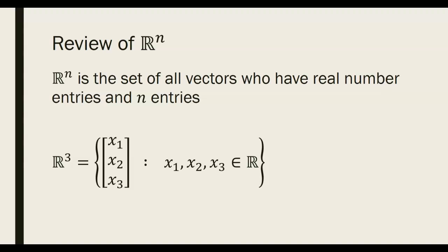Let me just remind you of what Rn was. Rn is the set of all vectors who have real number entries, and these vectors have n entries. So what I mean by that is they're the set of all vectors where we have n entries and all of the entries are real numbers. Okay, so R3 would be basically all 3x1 matrices. Or another way to say that, R3 is all 3x1 vectors. So Rn is all n×1 vectors, and so on and so forth.